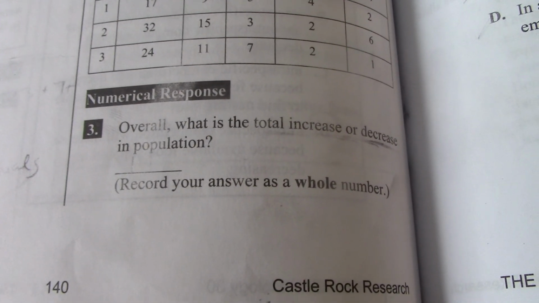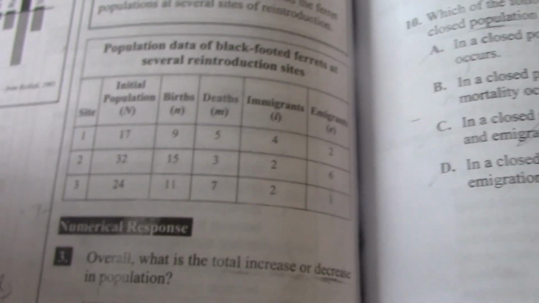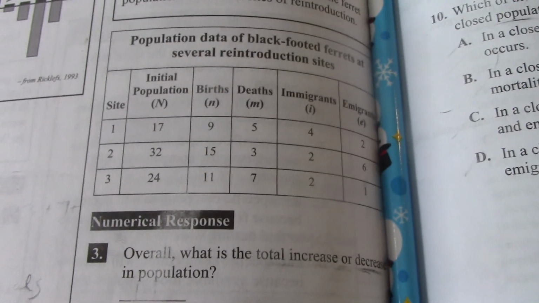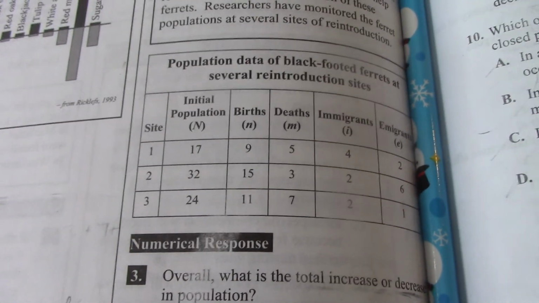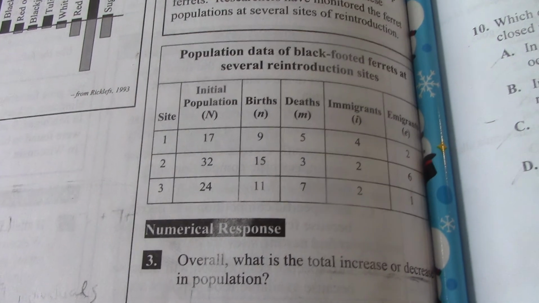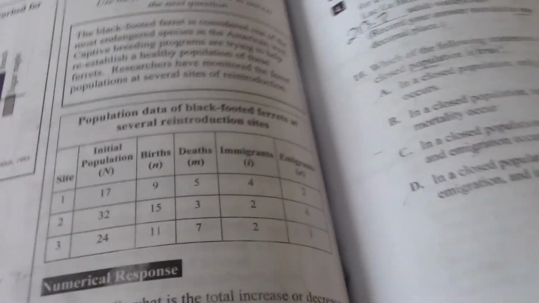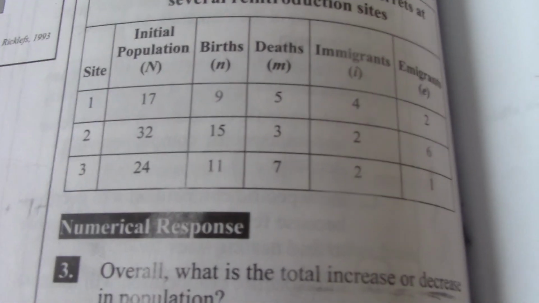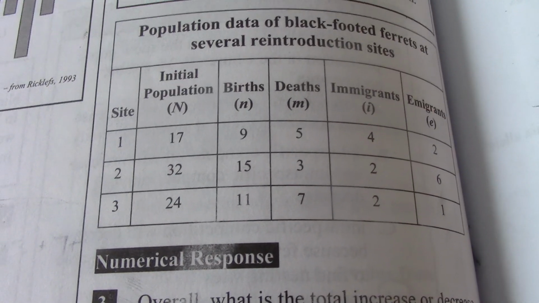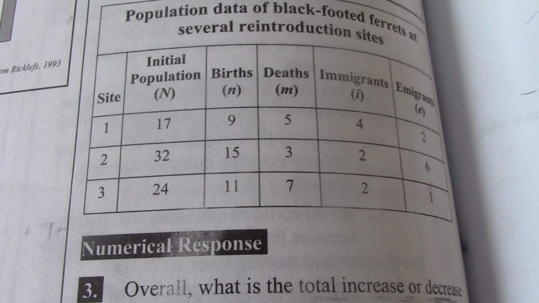The question is asking, overall, what is the total increase or decrease in the population? This is a single population, so we have to use all of the numbers here. It might ask something specific about whether metapopulation 1, 2, or 3 increased or decreased. I'll show you another example that's related to that. But this one's just asking, what are the overall trends? So if I look at the question itself, my overall population growth is the total amount of births, which is 9 plus 15 plus 11. So that's 35.